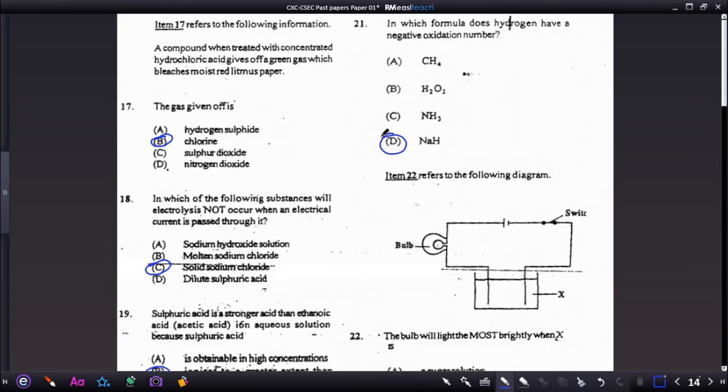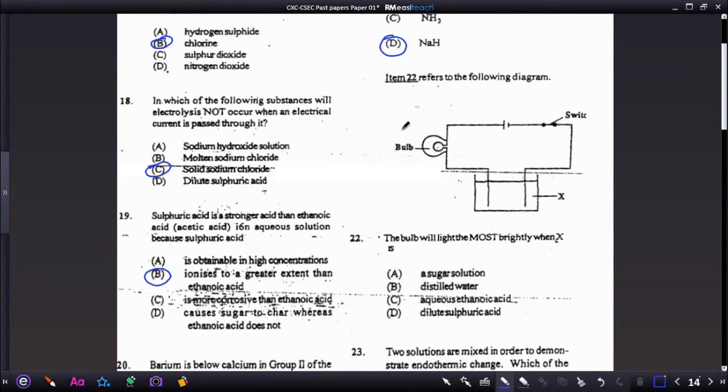Item 22 refers to the following diagram. The bulb will light the most brightly when X is A, a sugar solution, B, distilled water, C, aqueous ethanoic acid, or D, dilute sulfuric acid. Dilute sulfuric acid is the strongest acid there, or the strongest electrolyte there, so the answer would be D.